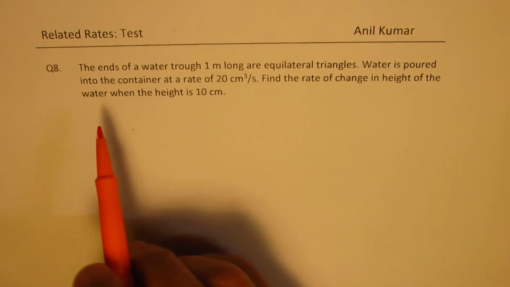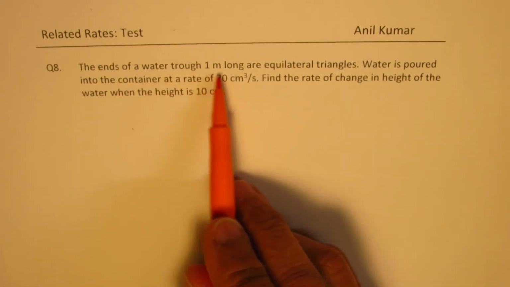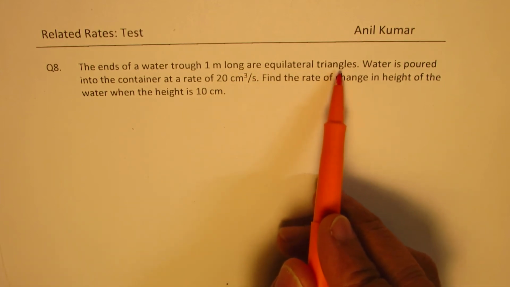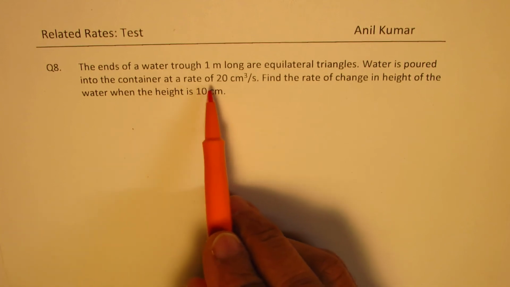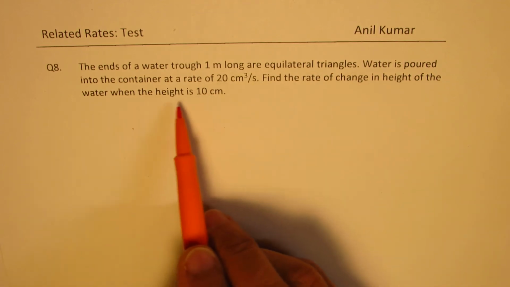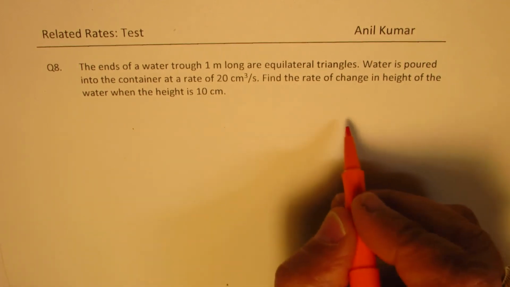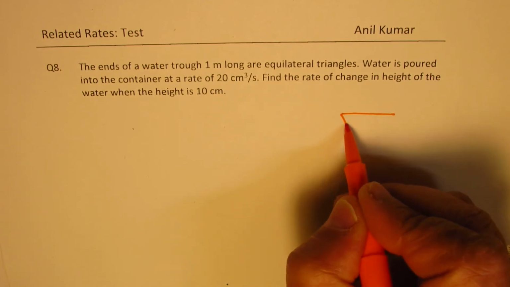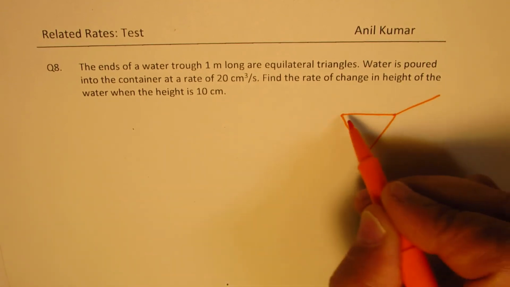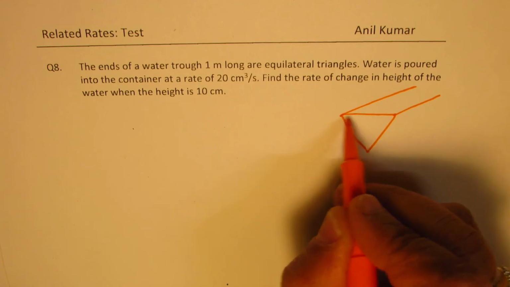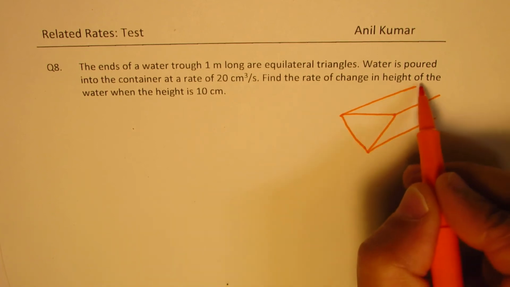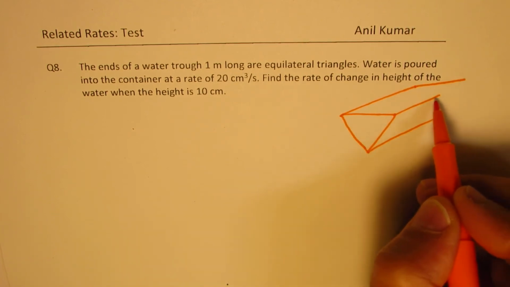Question number 8. The ends of a water trough 1 meter long are equilateral triangles. Water is poured into the container at the rate of 20 centimeter cube per second. Find the rate of change in the height of the water when the height is 10 centimeters. Okay, so basically we have a triangular section which is kind of like this. Let's just make one triangle here, and that is the top, right? So it is again triangular like this. So let me just sketch a triangle here.